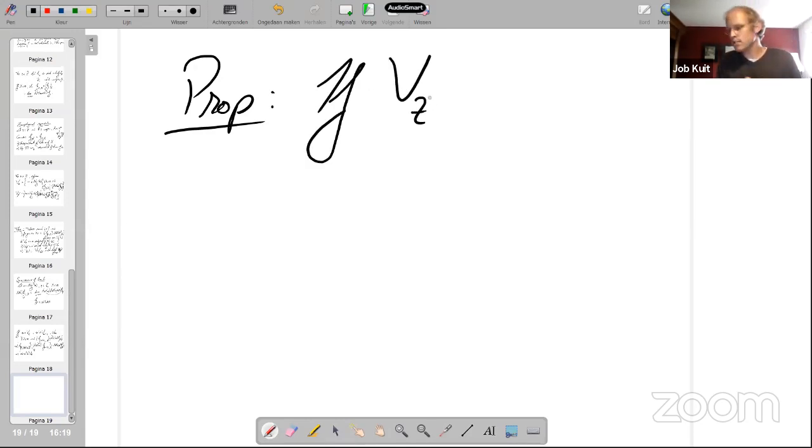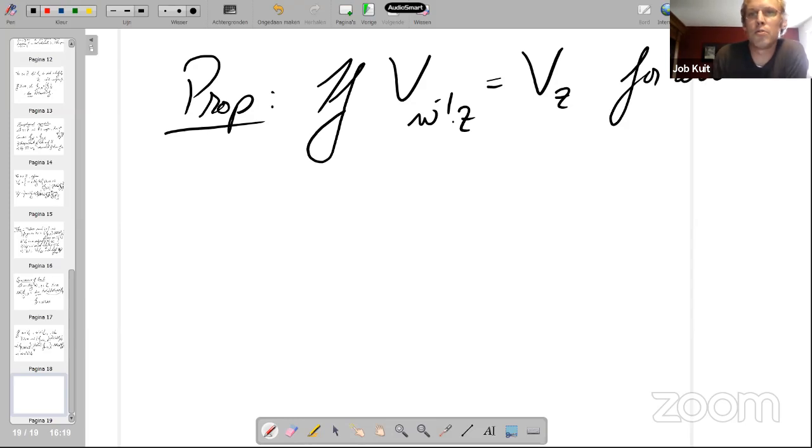If your point set is so that all of these sets are the same, so VW inverse set is equal to VZ for all W's that can occur in this computation, so for all W and VZ, then this VZ is a group.